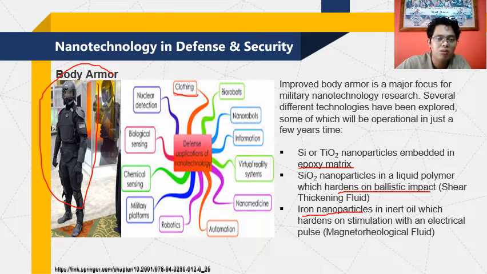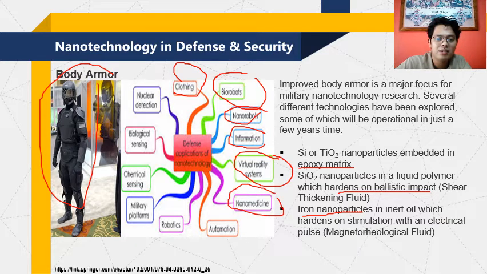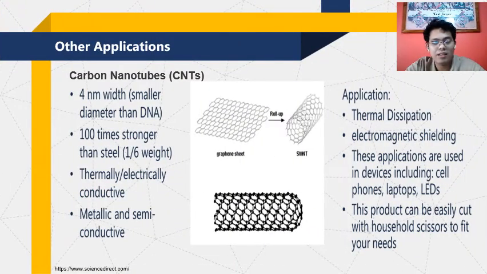Now, aside from that, these are some of the applications of nanotechnology in defense and security. It could be on clothing, on biorobots, nanorobots, information, virtual reality systems, nanomedicine, automation, robotics, military platforms, chemical sensing, biological sensing, and nuclear detection.